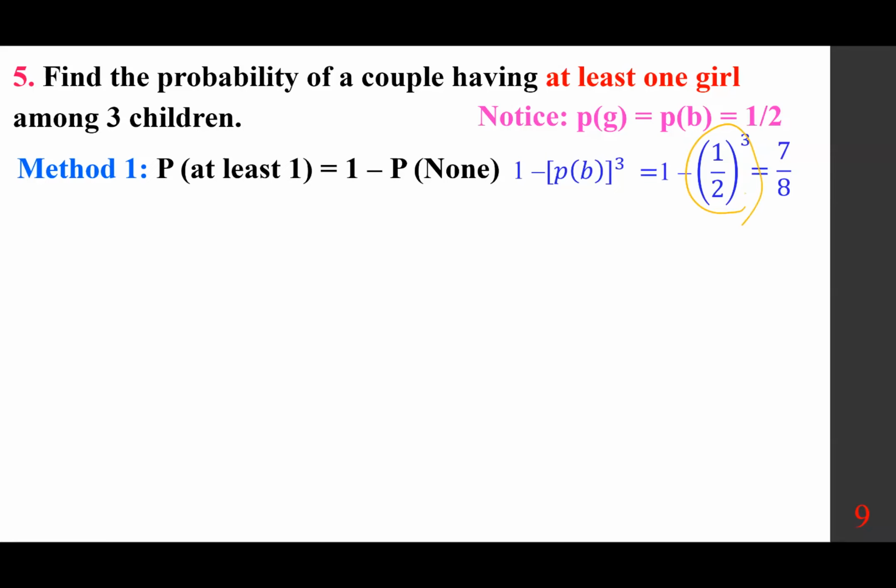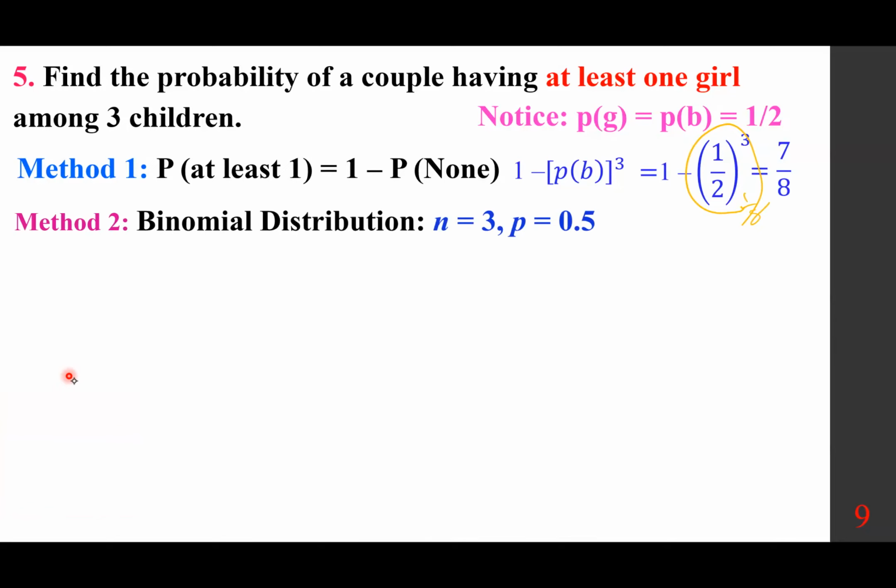This is 1 over 8. Okay, the second method is using binomial distribution. N is 3, and the probability of success is 0.5. At least one girl. This one is the probability of girl.